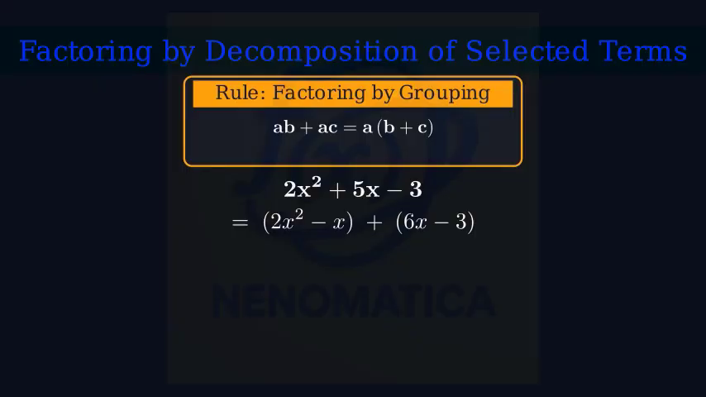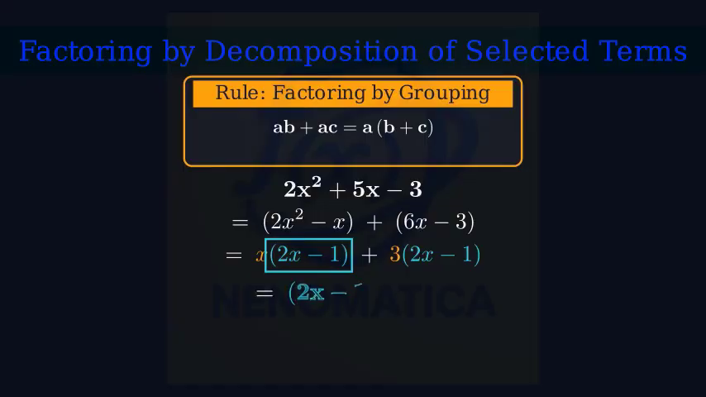We write it as (2x squared minus x) plus (6x minus 3). Next, factor each group: x times (2x minus 1) plus 3 times (2x minus 1). Notice the common binomial. Factor out that common binomial to get (2x minus 1) times (x plus 3). Step 2. Factor the expression 2x cubed minus 5x squared plus 5x minus 3.